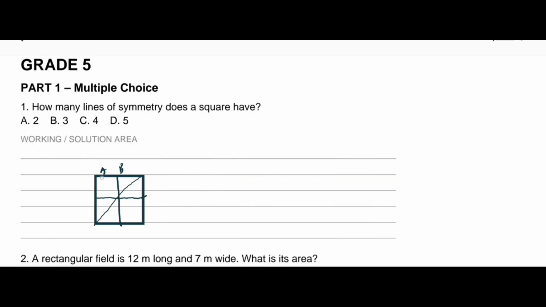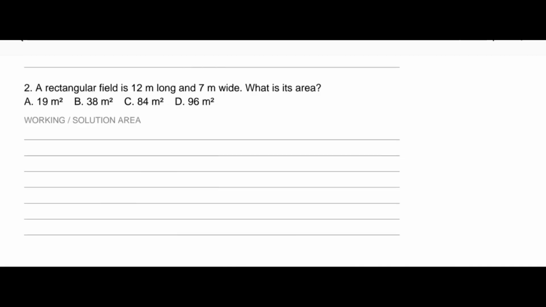So that is 3. Then this one too will divide the square into two. Have you seen it? So how many lines of symmetry does a square have? You have 4. Okay. So we have 4 lines of symmetry. You understand? So the answer is C, 4. So a square has 4 lines of symmetry. Do you understand?